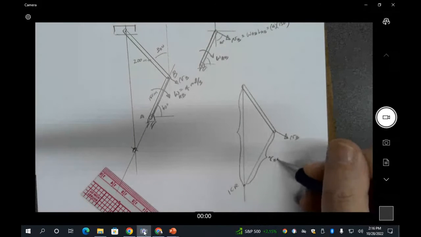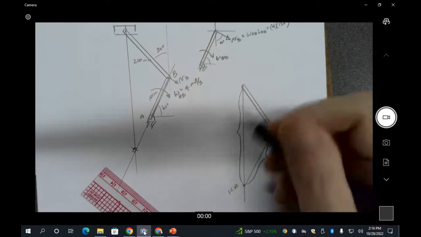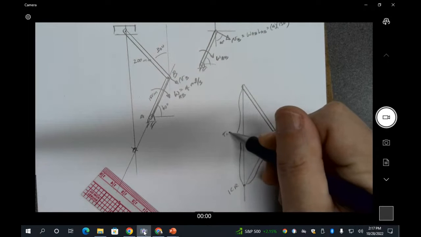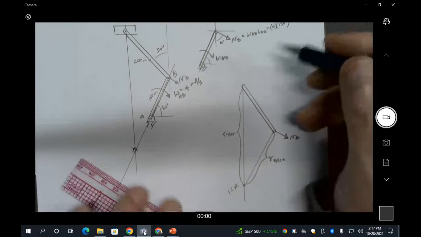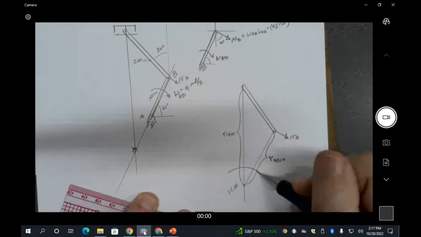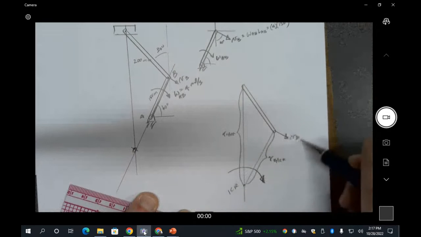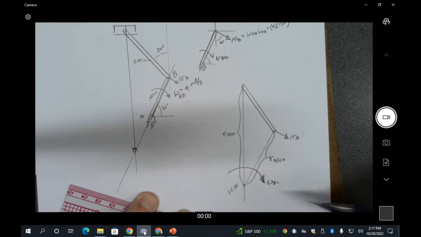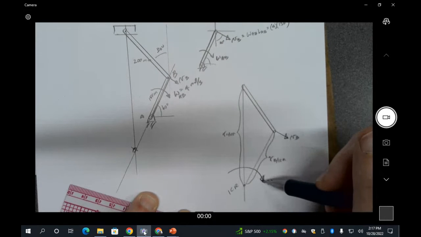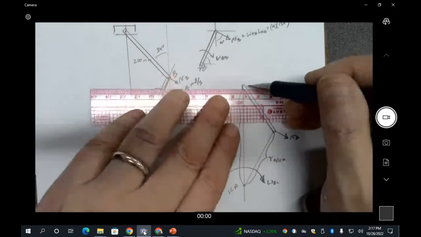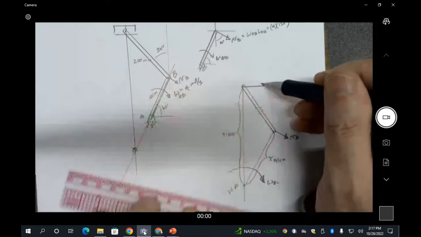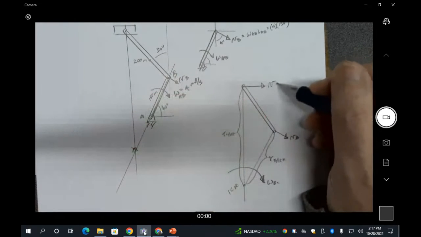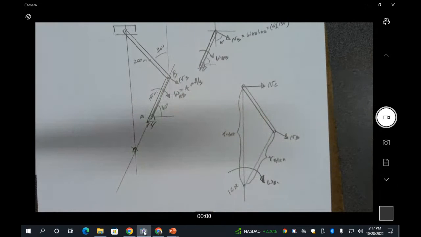So it's going to be RB with respect to ICR. It's going to be RC with respect to ICR. And we could tell because of the direction of VB that this omega BC must be going clockwise, and therefore this VC must be going to the right.